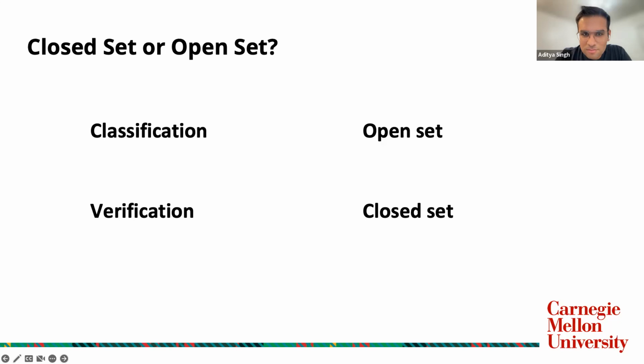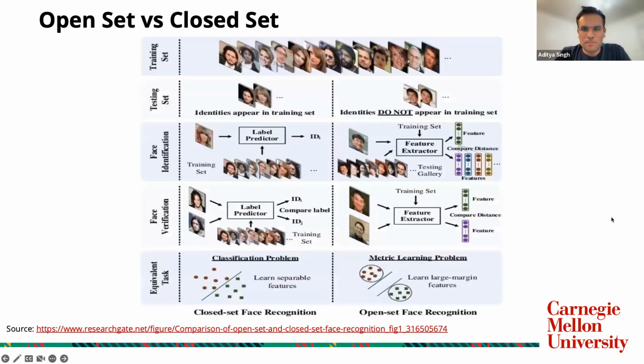Anyone? Okay, it's not that hard. Like we just talked about, right? In classification we have a fixed set of classes. So classification is closed set and verification is open set.